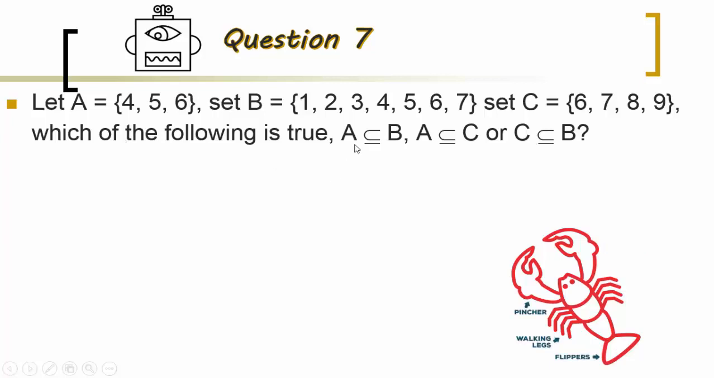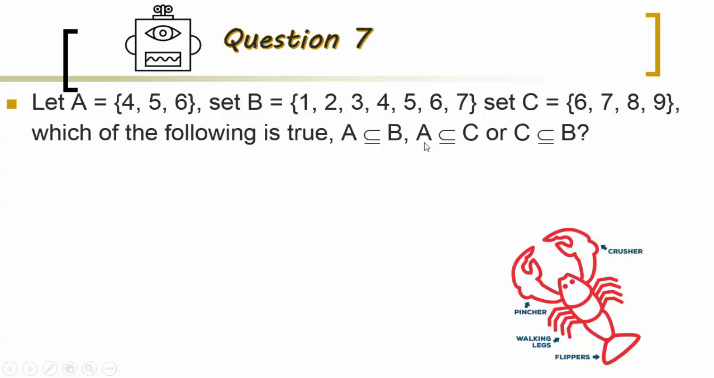So, is A a subset of B? Well, let's look at A. We have 4, 5, and 6 in A, and B has 1, 2, 3, 4, 5, 6, and 7. Well, let's look. 4, well, that's in B. 5, that's in B. 6, so that's in B. So we can conclude that indeed A is a subset of B.